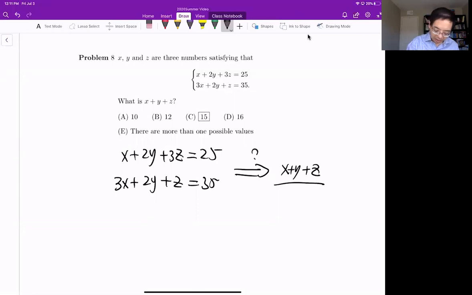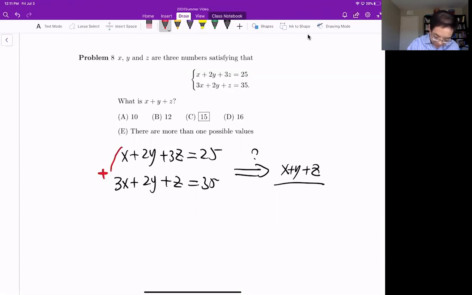Okay, so what we're going to do is just do some massage. We have two equations. We can do addition or subtraction, whichever gets us x plus y plus z. That's the quickest way to do it. When you look at this, you say, what if I add them together?